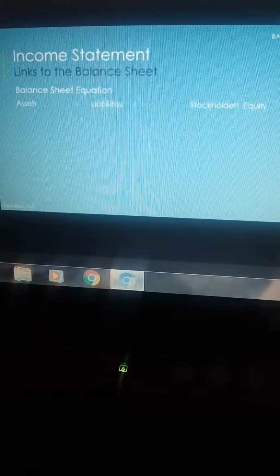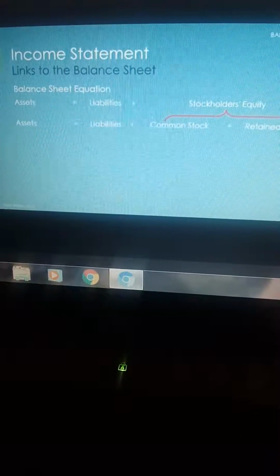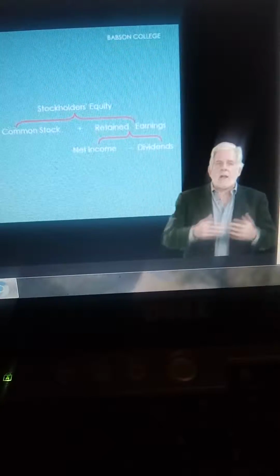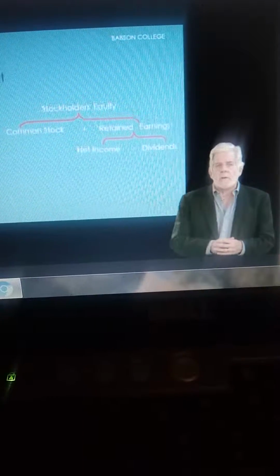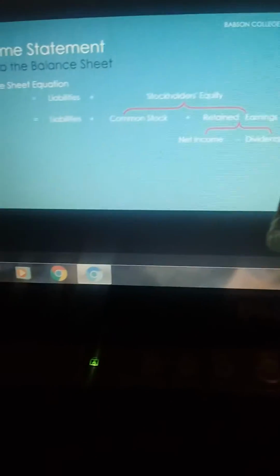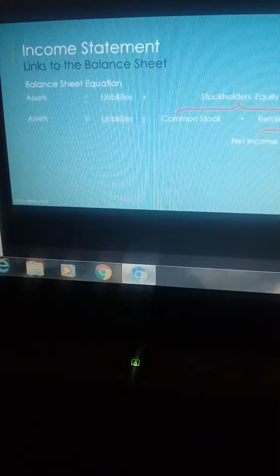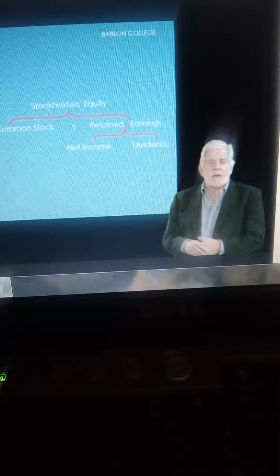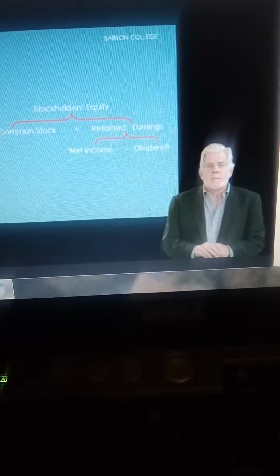Let's see how the income statement is derived from the balance sheet. This happens in the stockholders' equity section through the retained earnings account. Retained earnings is the balance sheet account that captures any net income earned by the firm during the year. In other words, when the firm performs and earns a profit, that money belongs to the owners, and so their ownership interest increases via an increase in retained earnings and stockholders' equity.